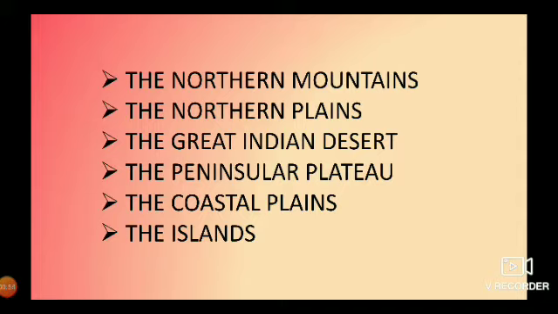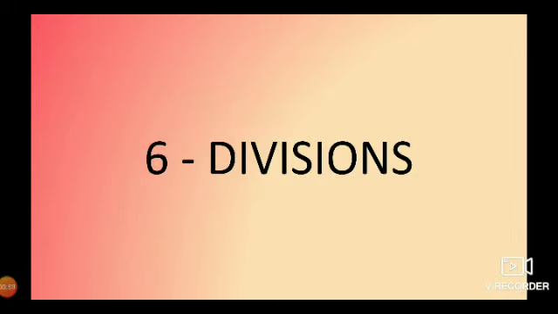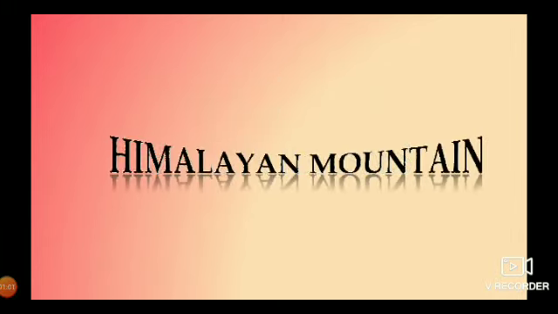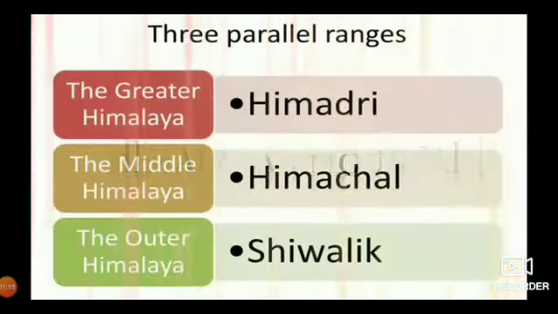First, in the last before video, we saw about the northern mountains. The northern mountains are the Himalayan range. The Himalayan range stretches from Jammu Kashmir in the north to Arunachal Pradesh in the east. They are divided into 3 mountain ranges. What are they? The greater Himalayas are called Himadri, the middle Himalayas are Himachal, and the outer Himalayas are also called as Shivaliks. So the Himalayan mountain range is divided into 3. They are Himadri, Himachal and Shivaliks.